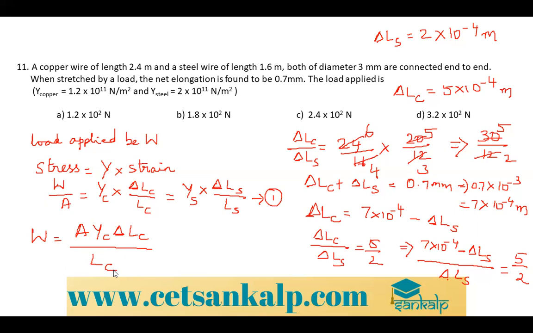Correct. So if you substitute all this, finally you'll get W is equal to 1.8 into 10 to the power 2 Newton. So option B is the right answer. I hope you are clear with this.